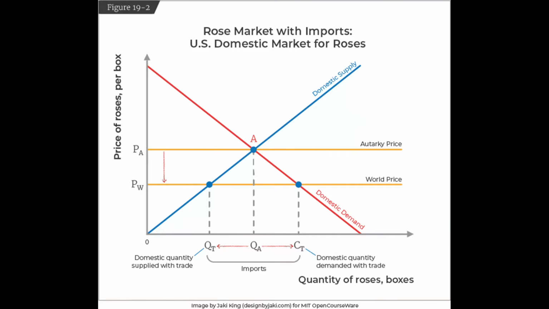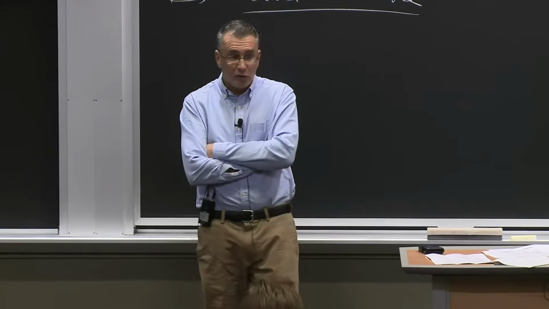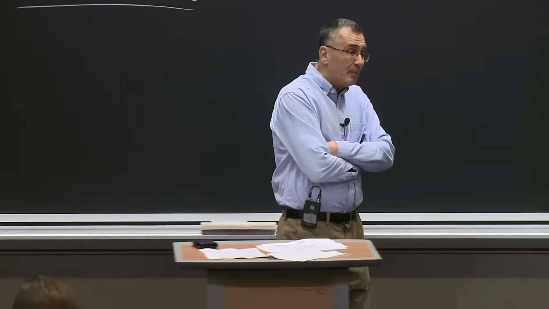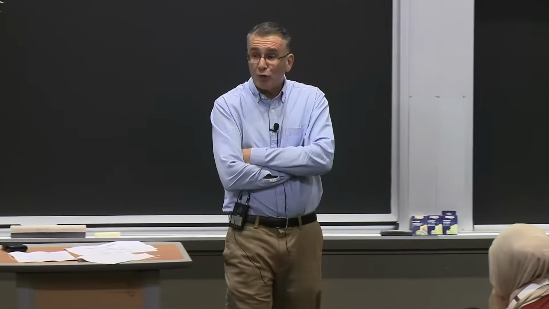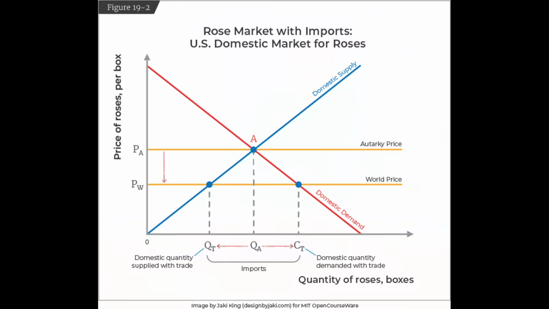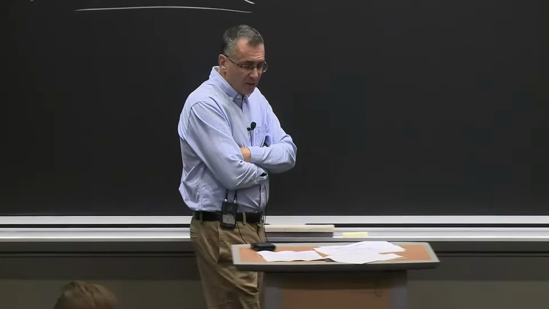Now, what does this do? Suddenly, at that lower price P sub W, consumers now want C sub T. They want a lot more roses because the price has fallen and demand is downward sloping. But domestic producers want to produce a lot fewer roses. Since marginal cost is upward sloping, if you force the price down to P sub W, they don't want to produce as many roses. They only want to produce Q sub T.